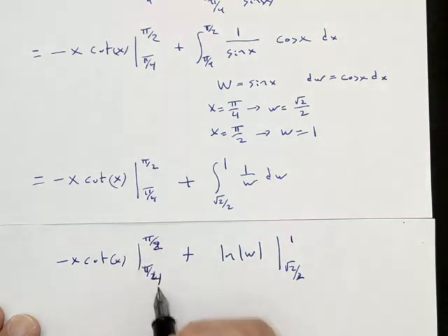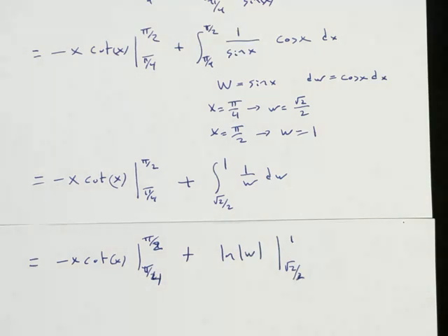Oop, write the numbers in the right order. That helps. And now I just have to plug in. What's ln of 1? 0. And ln of the square root of 2 over 2 is some ugly decimal. I'll leave it like that.